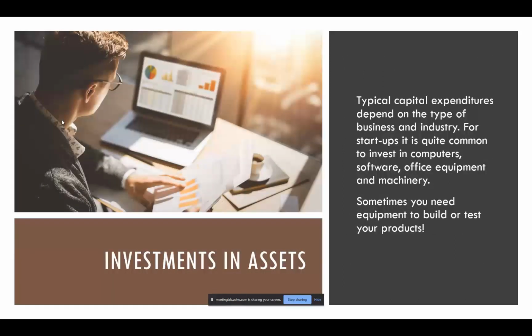One of the things you might want to look at as your business grows is investments in assets. So typical capital expenditures depend on the type of business and industry. For startups, it is quite common to invest in computers, software, office equipment, and machinery. And obviously, sometimes you need equipment to build or to test your products as well. So those also need to be taken into account when you build your financial model.